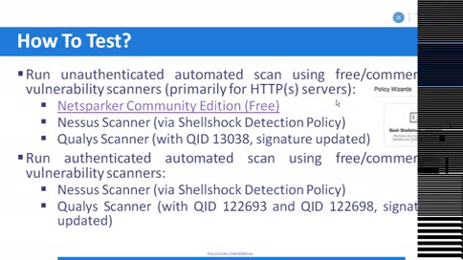system credentials so that these scanners are able to log in and run certain tests to figure out whether your end machine is vulnerable or not. For the Qualys authenticated scan, there are different plugins, QID 122693 and QID 122698. You'll have to make sure these plugins and signatures are updated.